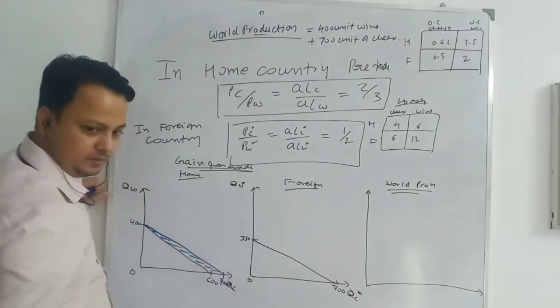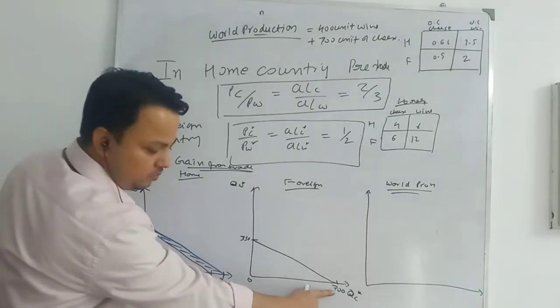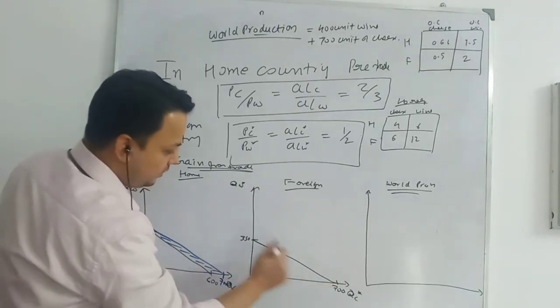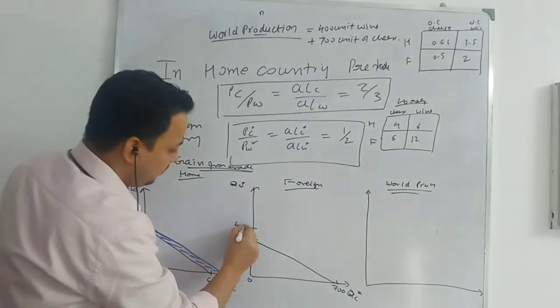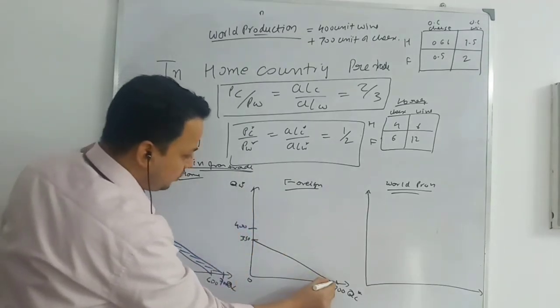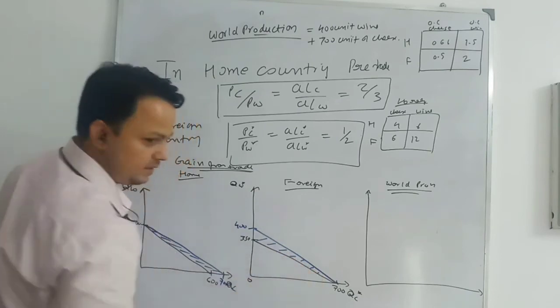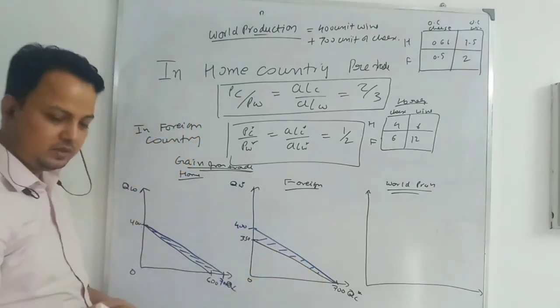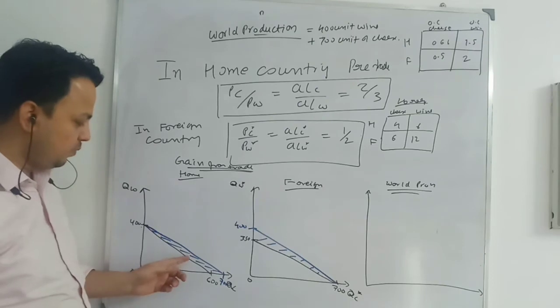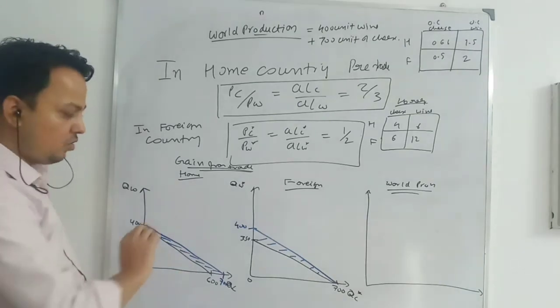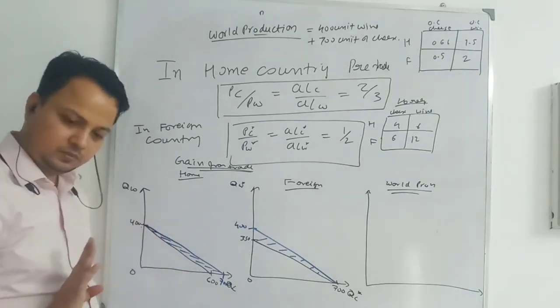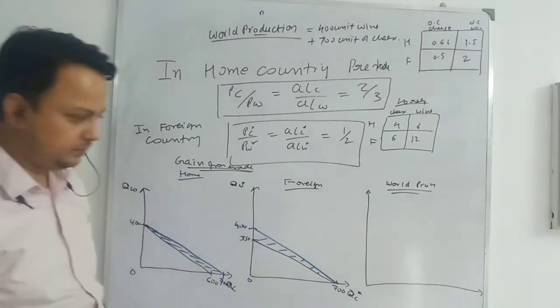Look at the foreign country. It is specialized in the production of cheese. It is producing 700, but the possibility of wine production increases. So its PPF shifts outward. This is the possibility that foreign country has. When trade takes place, there is a possibility that you can consume outside your PPF. Now look at the world production.